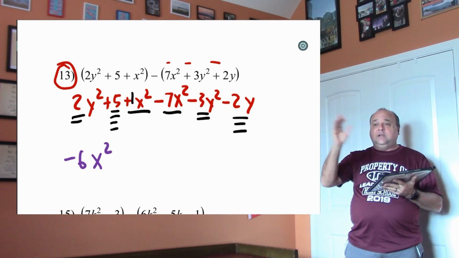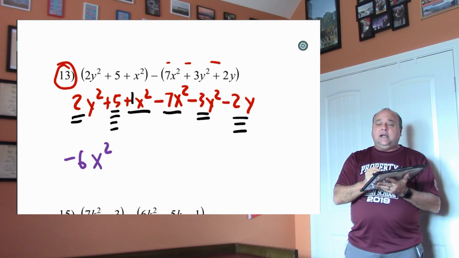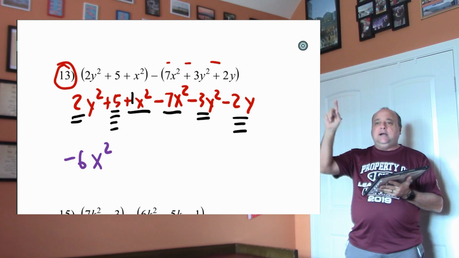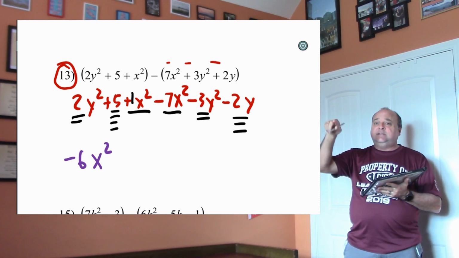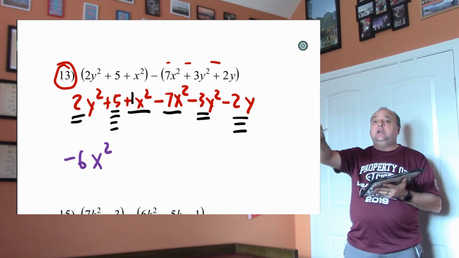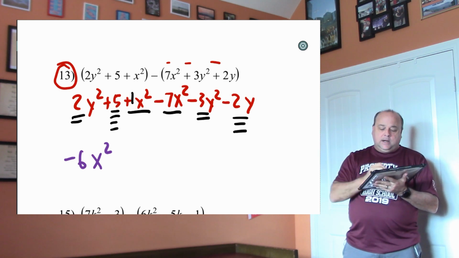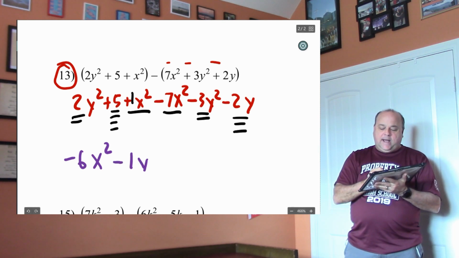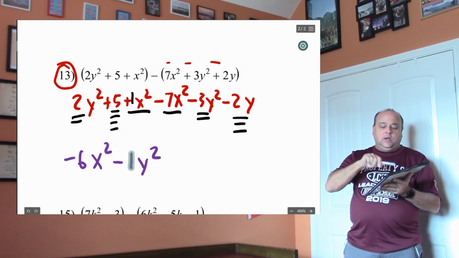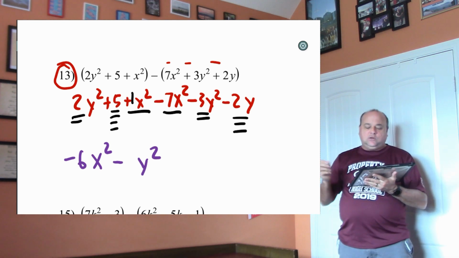Now then we're going to look at the double underlines, which are 2 and negative 3, right? 2 minus 3, got more 3's, it's negative, and the signs are opposite, so 2 away from 3 is 1. So negative 1 y squared, we don't need the 1, do we? So just negative y squared.